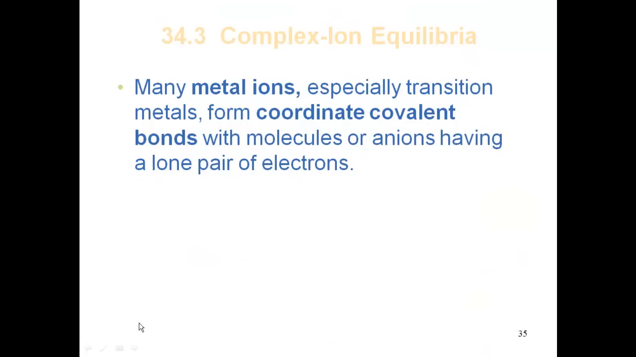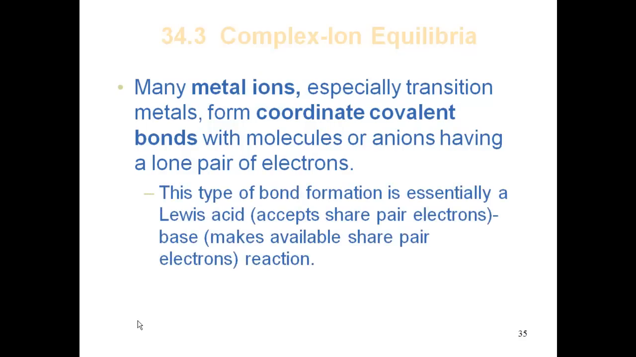Many metal ions, especially your transition metals, form coordinated covalent bonds with molecules or anions having a lone pair of electrons. Now, you may recall we talked about acid-base theories. We talked about Arrhenius. We talked about Bronsted-Lowry. Well, we also talked about Lewis. We're going to talk about Lewis again here because this type of bond formation essentially involves a Lewis acid, which accepts a share of a pair of electrons, and the Lewis base, which makes available a share of a pair of electrons.